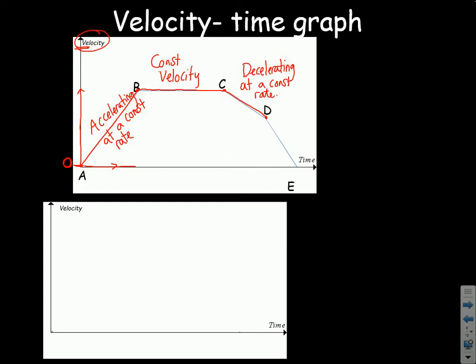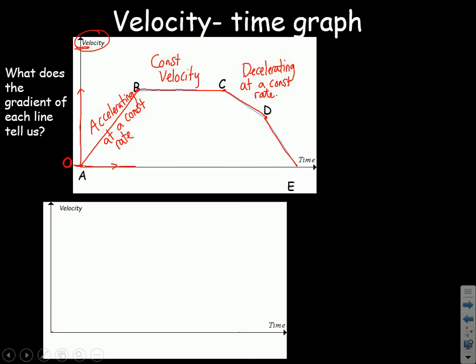Okay. And then finally, D to E, our last bit. Again, it is a straight line. Therefore, we know that it is decelerating at a constant rate, but it is steeper than C to D. So we would say that it is decelerating at a greater constant rate, but once again it is a constant rate because it is a straight line.